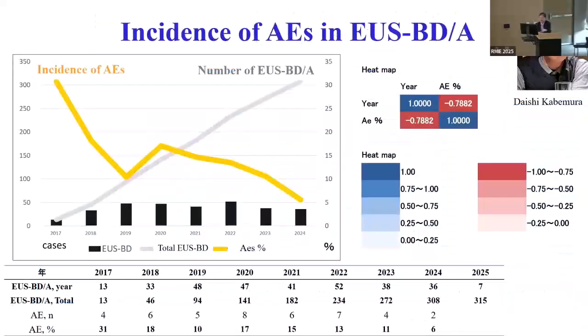This is an incidence of the adverse events in our university. I moved to Juntendo University in 2017. At that time, the rate was very high, but it has dramatically gone down. And our recent complication rate is only 5%, because we have many good skills and devices.